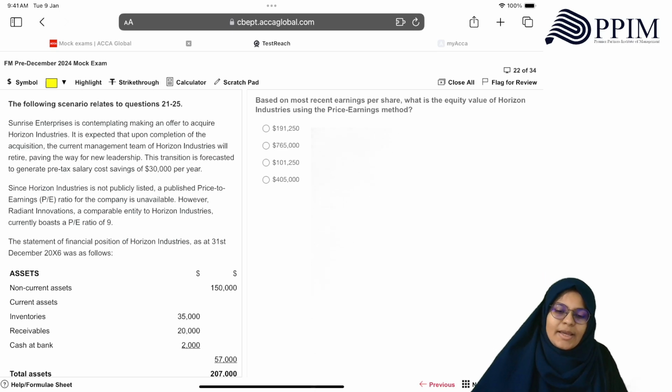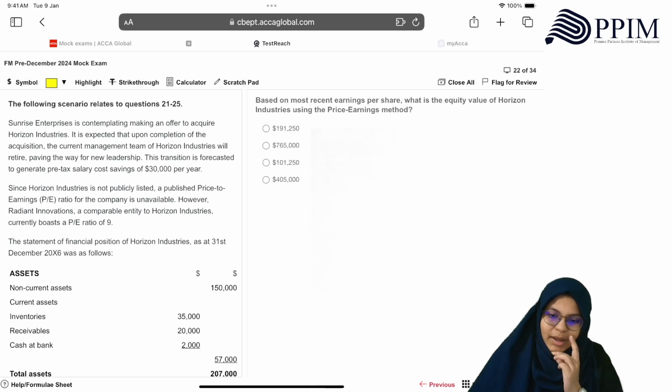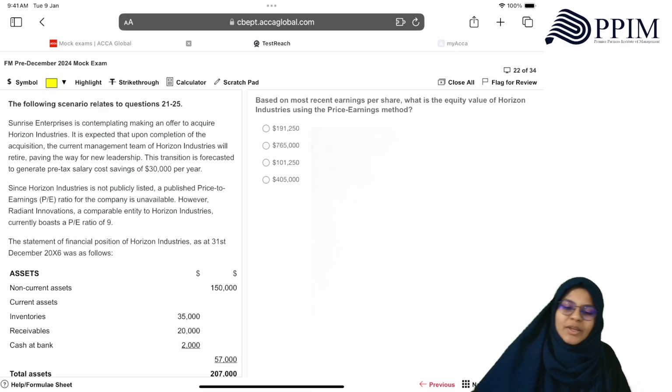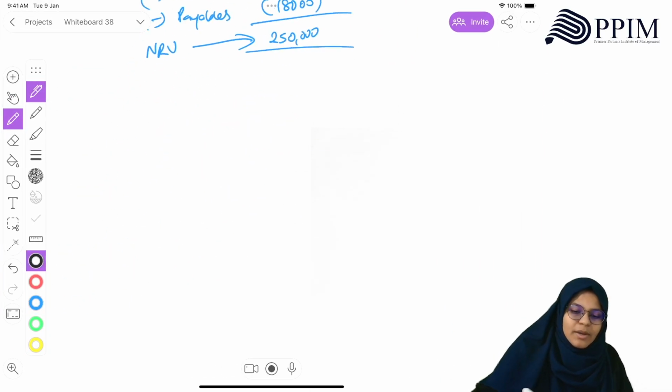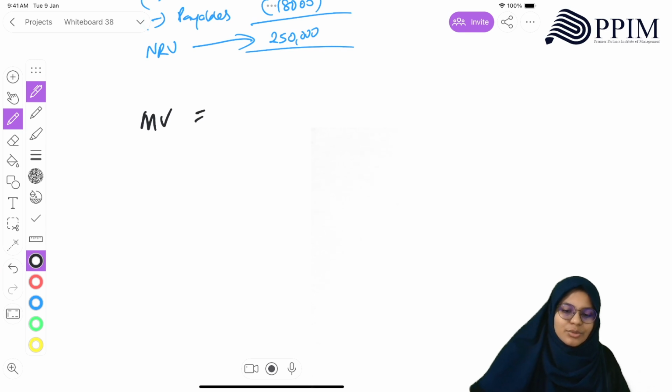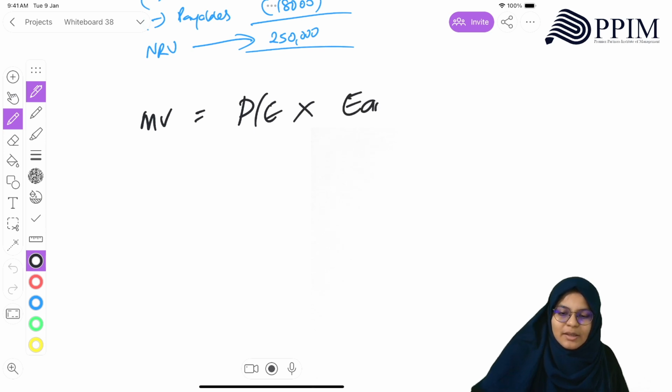Now it says, based on the most recent earnings per share, what is the equity value using the PE ratio method? Okay. Now, if you are using the PE ratio method, there is an equation to get the market value of the company, right? They are asking for the equity value, no? So, how do we get it? There is an equation. So, market value equals the PE ratio multiplied by the total earnings of the company.